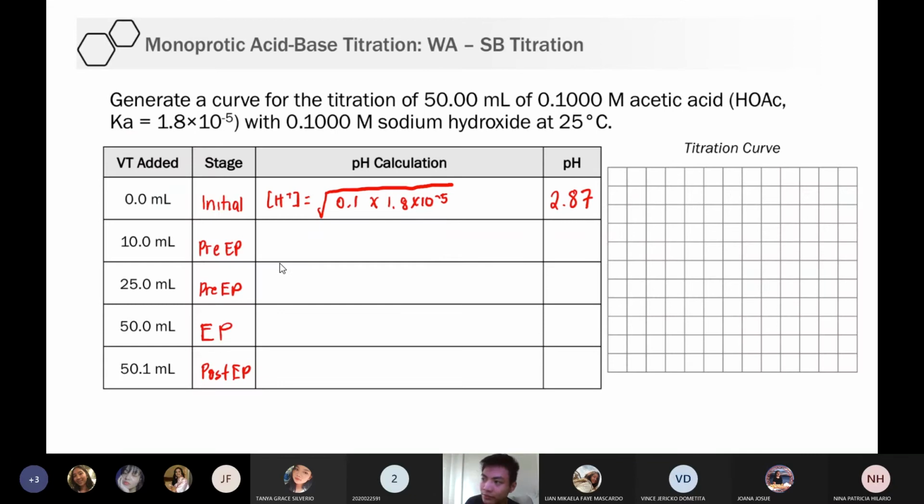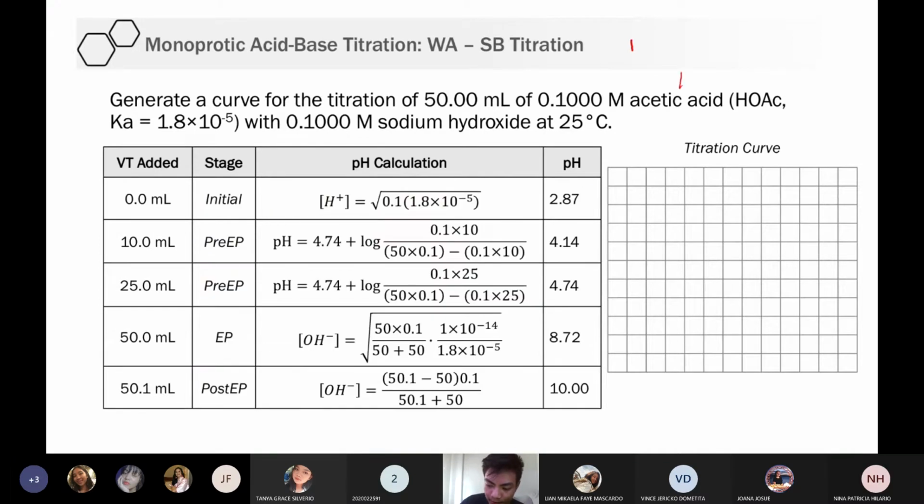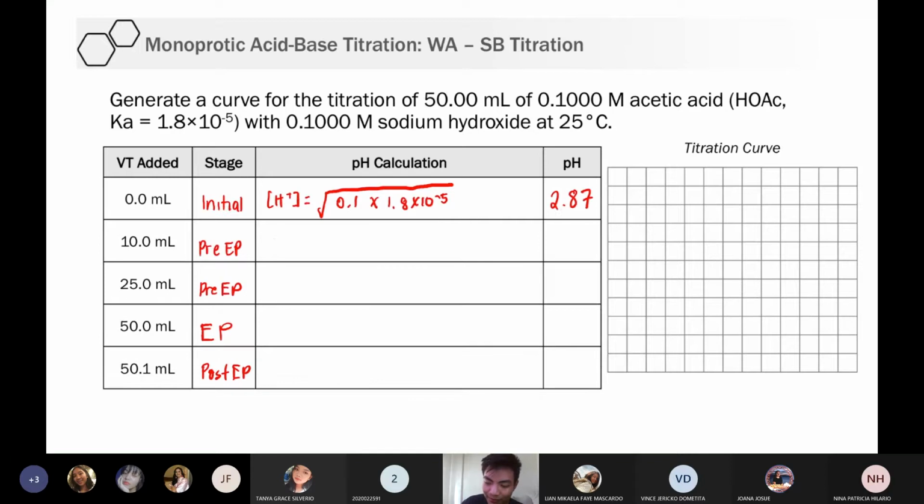Pre-equivalence point. Again, at pre-equivalence point, the equation to be used is the Henderson-Hasselbalch equation. Sulat ko dito sa gilid. Ay, lumabas na yung sagot. Yan. So, Henderson-Hasselbalch Equation, that's pH equals pKa plus logarithm of the conjugate base divided by the concentration of the acid. Take note that the acid is nababawasan.